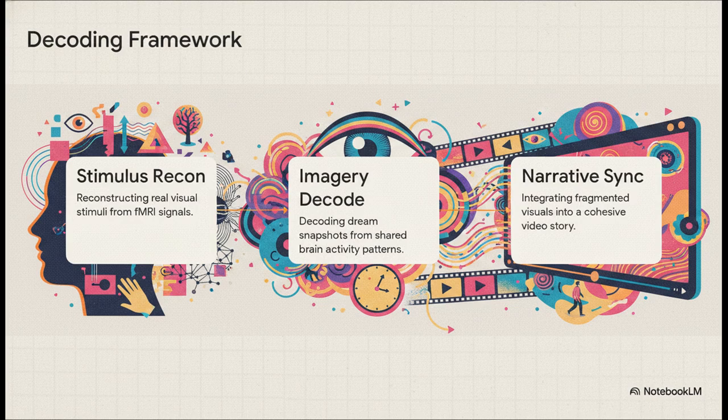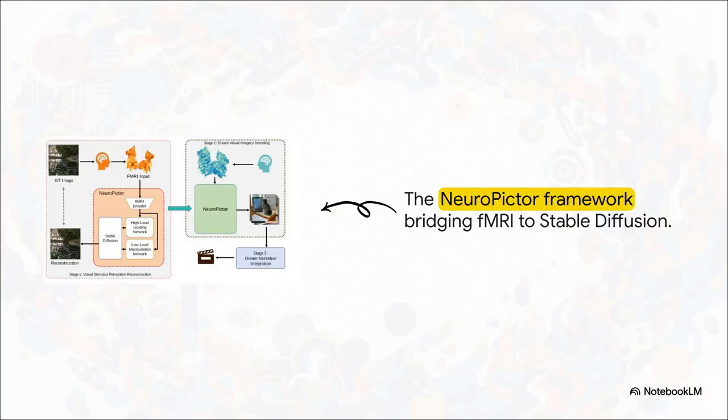Second, they decode the dream's actual visual imagery. This is the scenes, the characters, what the brain is actually seeing while asleep. And third, they take those fragmented, static dream snapshots and sync them up into a cohesive video narrative. The tool making this bridge possible is called the Neuropictor Framework.